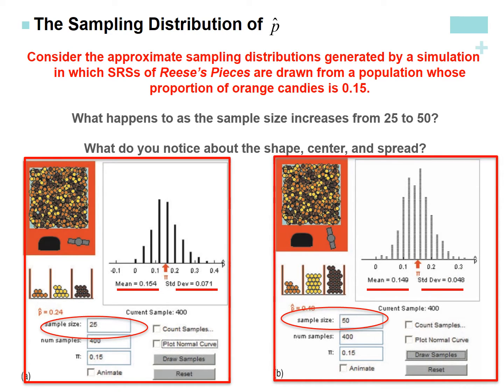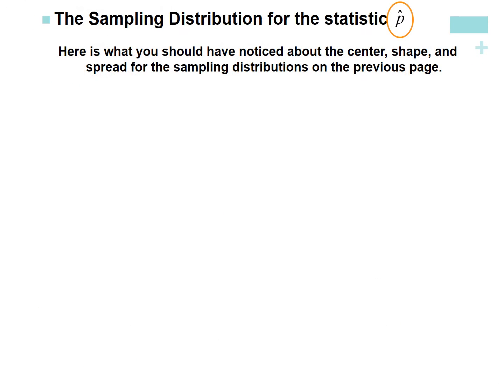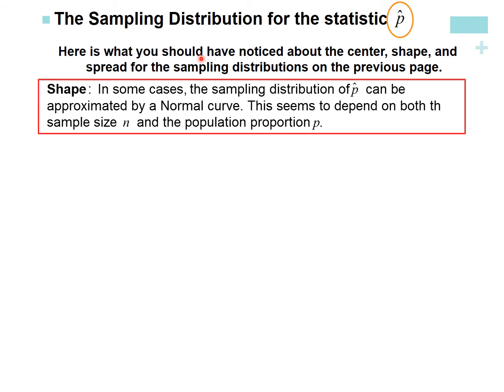So let's get a little bit more specific with the shape, the center, and the spread. Here's what we should have noticed about the sampling distribution on the previous page. Number one, the shape. In some cases, the sampling distribution of p-hat can be approximated by the normal curve. On our previous page, they were unimodal and symmetric. They both looked approximately normal. This seems to depend on both the sample size and the population proportion p, and we'll go over that in a minute. But when we actually looked at the distribution, they were both approximately normal.